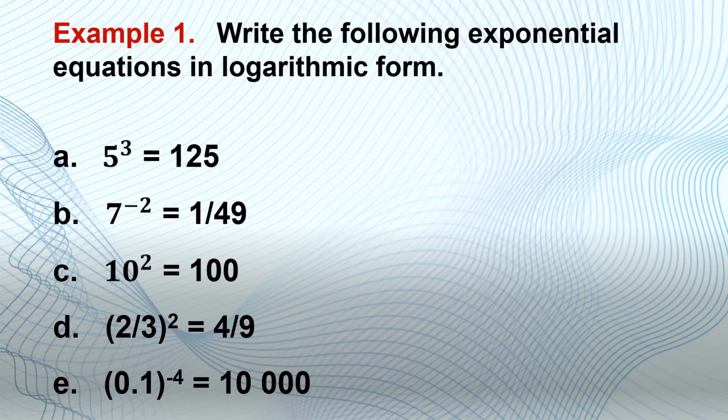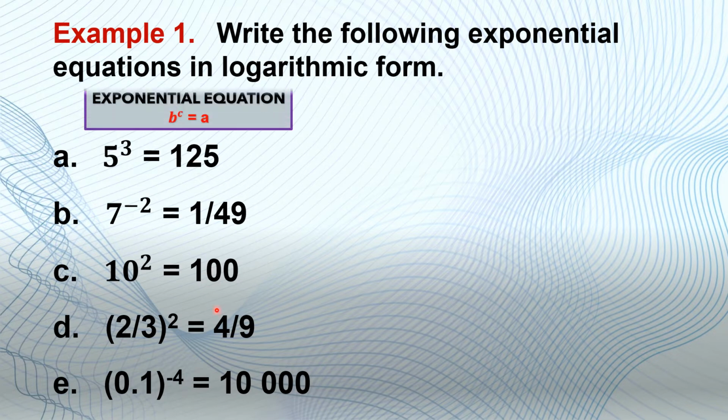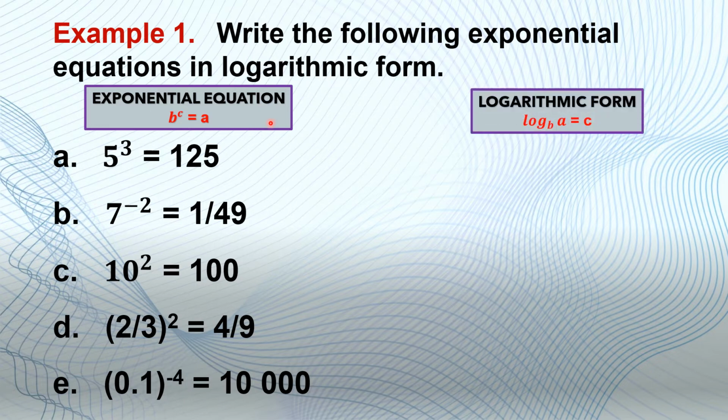Example 1. Write the following exponential equations in logarithmic form. So these are exponential equations. An exponential equation can be written as b raised to c equals a, where b now is the base, c is the exponent, and a is the answer of our exponential equation. Rewriting an exponential equation to logarithmic form can be written now as log of a to the base b equals c.